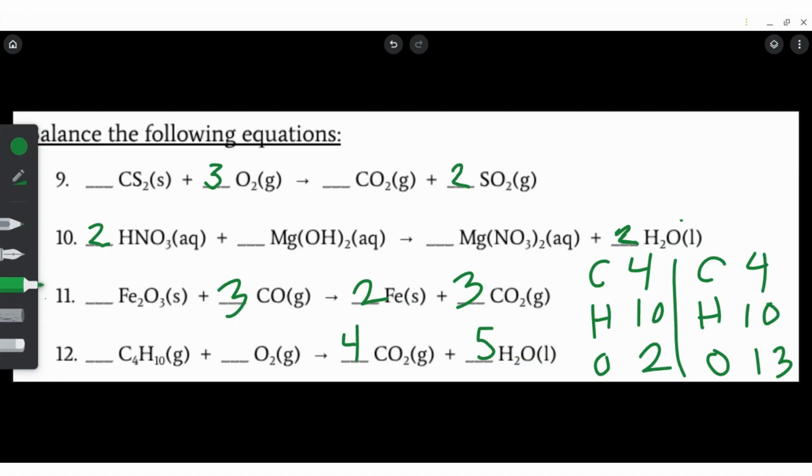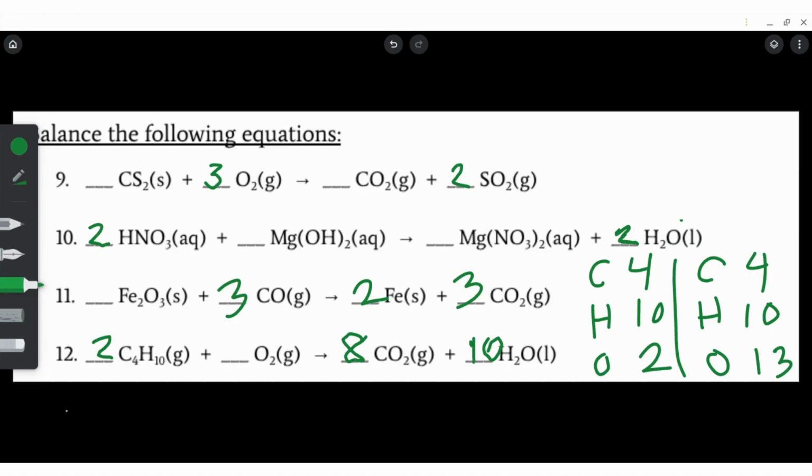And so whenever I see something like that, I go back and I double all of the other coefficients. So this 1 is now a 2. This 4 is now an 8. And this 5 is now a 10.